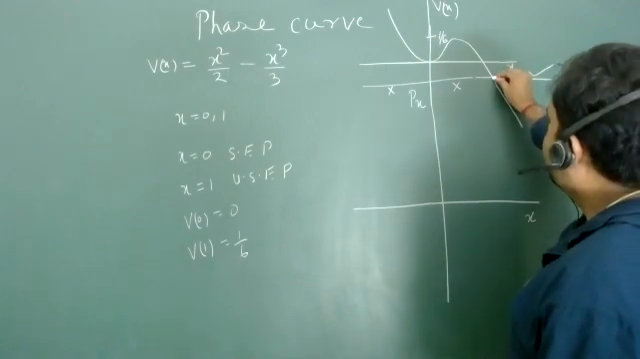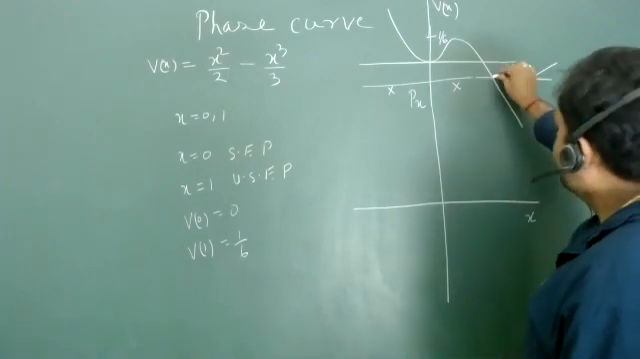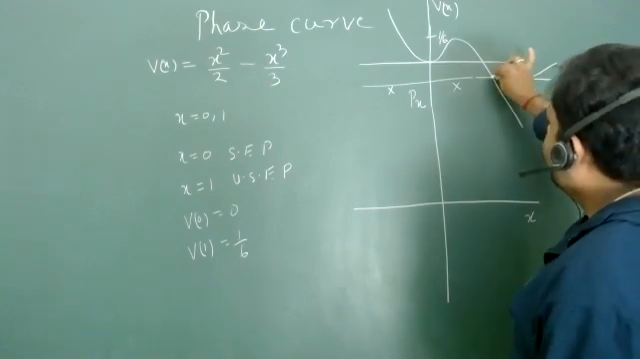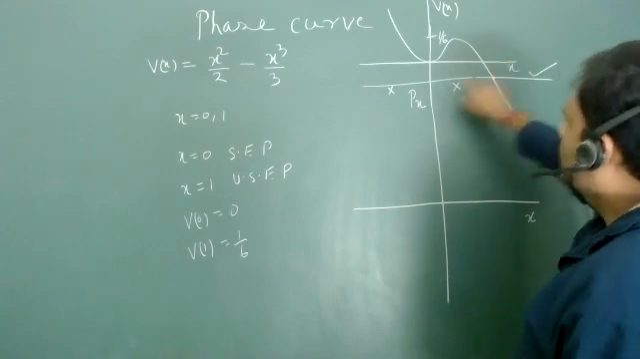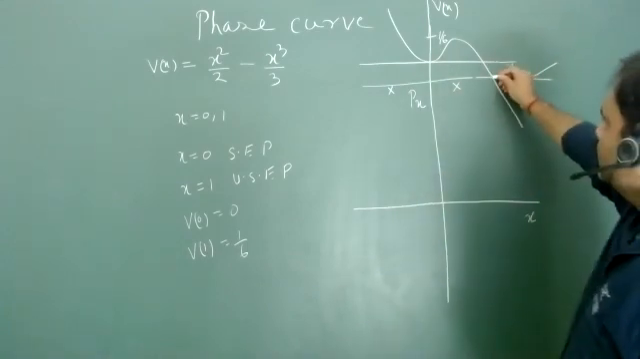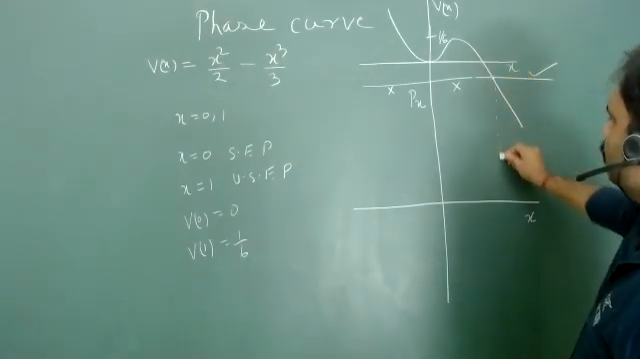And this point is the turning point. What is the meaning of a turning point? The meaning of the turning point is that your momentum is 0, because your total energy is equal to your potential energy. So this is my turning point.